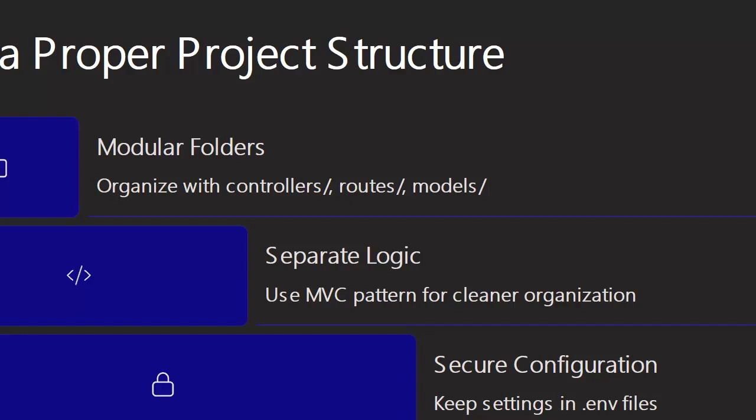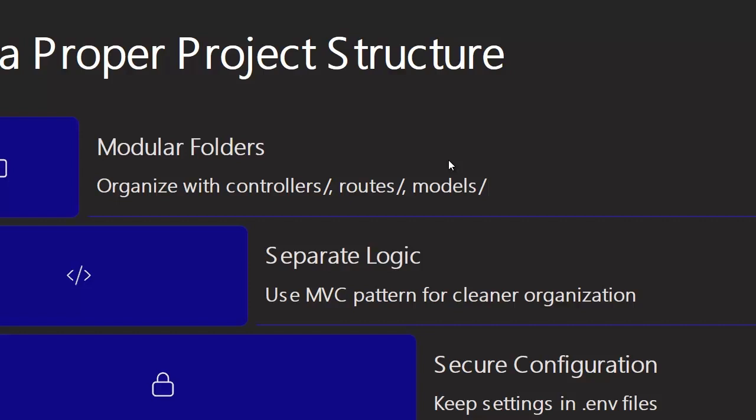The best practice is to use a modular folder structure, for example controllers, routes, and models. This is the kind of organized, modular structure we need to use. And try to separate the business logic from routes using the MVC model, that is Model View Controller.